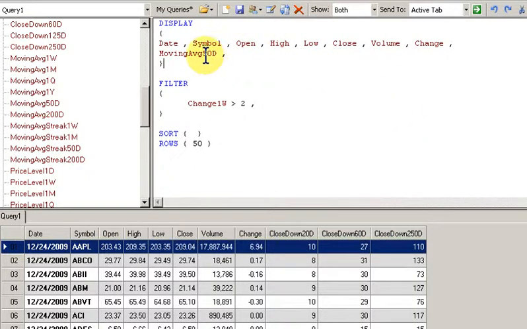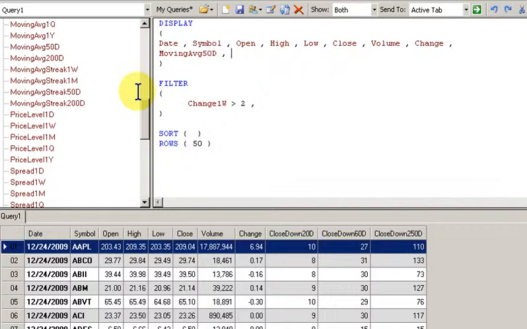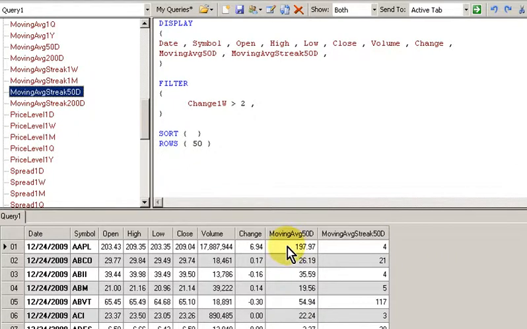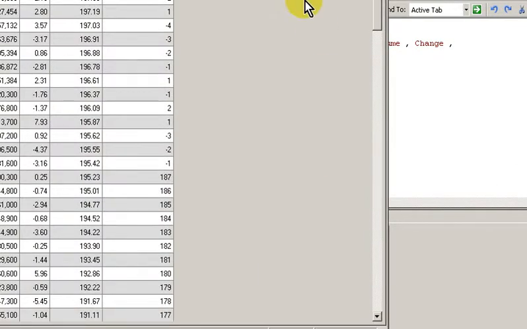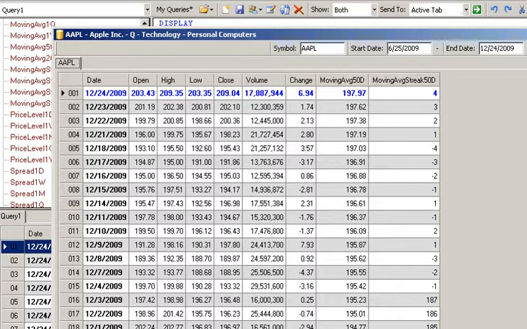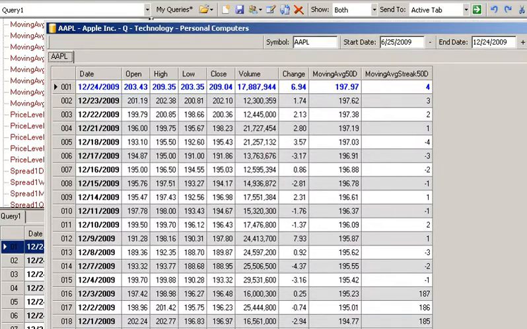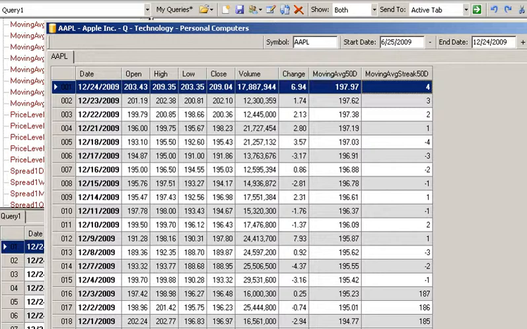Alright, so moving average streak, let's throw that in there. I'll use the same time part, 50-day. So I'll go ahead and run that. What we see here is that Apple is currently on a moving average streak of his 50-day for 4 consecutive days. So you can see that his close is 209 and his moving average is 197. So that's over his moving average, and he's done that for 4 consecutive days.